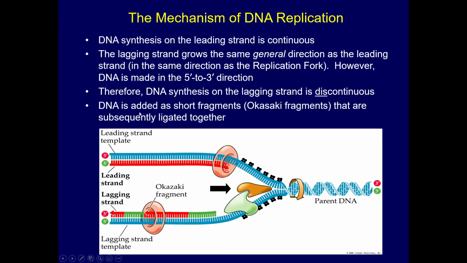The DNA is added in short fragments, which are called Okazaki fragments, named after the person who discovered this. The DNA polymerase will make small sections, and then another protein will connect those segments together. So one side is a lot smoother. The other side has to be discontinuous because of the direction of the DNA.